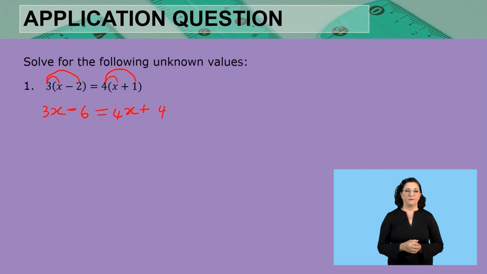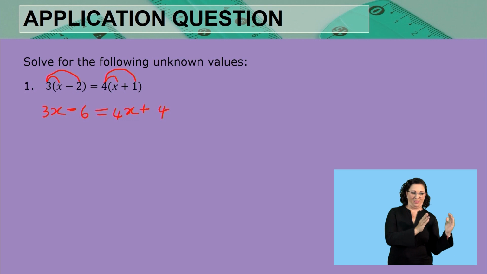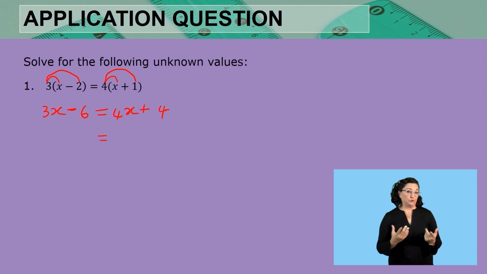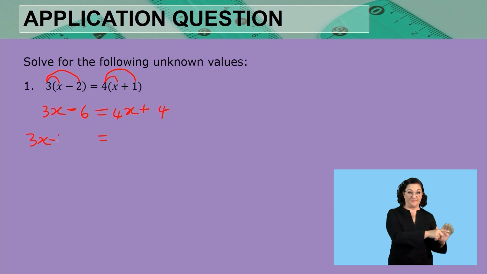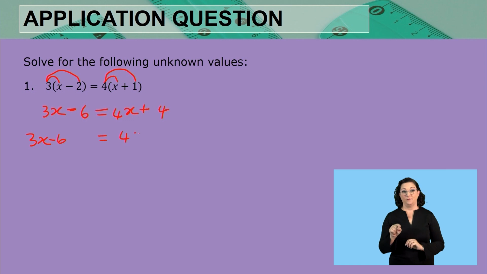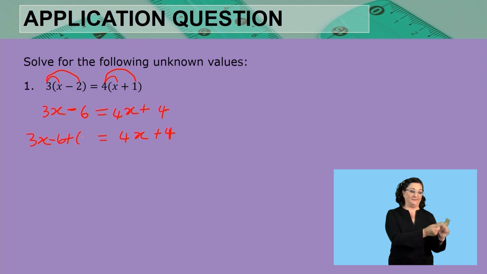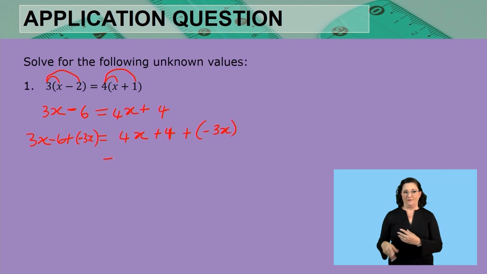Now remember, we said that if we have the unknown on both sides of the equal sign, let us try to get it on one side of the equal sign. So how are we going to do that? We are going to now say that 3x minus 6, and we have on the other side 4x plus 4. And let's take the 3x to the other side, by using the additive inverse of 3x, which is, as we know, adding a negative 3x. And we have to do that now on both sides.